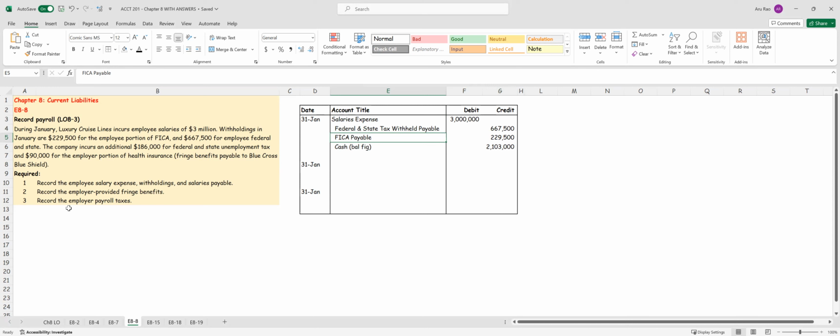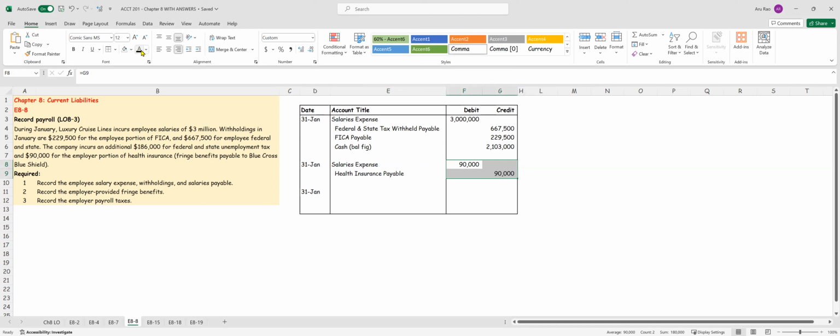Next, let's move to the fringe benefits that we are offering. This is also in my book, salaries expense. And this money I have to pay to the insurance company, health insurance payable. So this is going to the Blue Cross Blue Shield, whoever we have signed. Yes, it is Blue Cross and Blue Shield. So we have to send the money to them. And that amount is the $90,000.